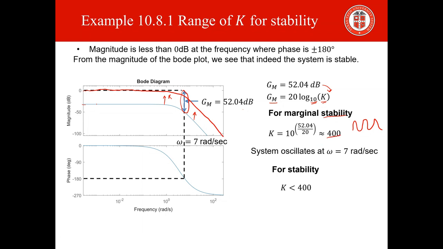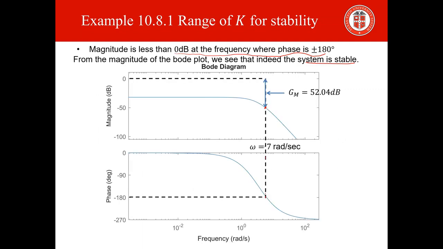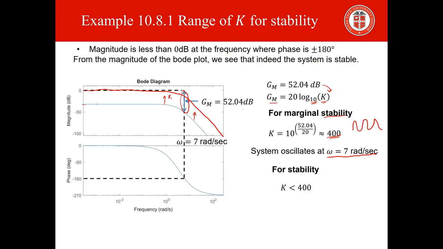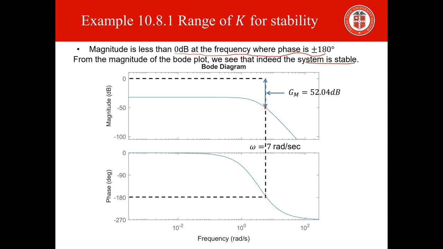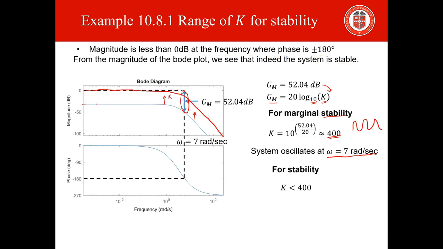Then we need to have the gain at 400. So this is our range of stability, actually. And by the way, the system will oscillate at this frequency where the negative 180 degree line is hitting the frequency at the phase, hitting that negative 180 degree phase line is that same frequency at which the system will oscillate.